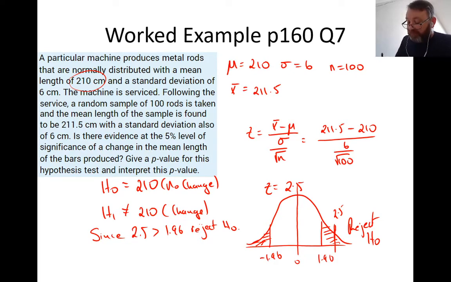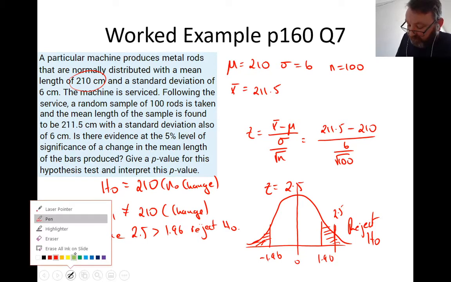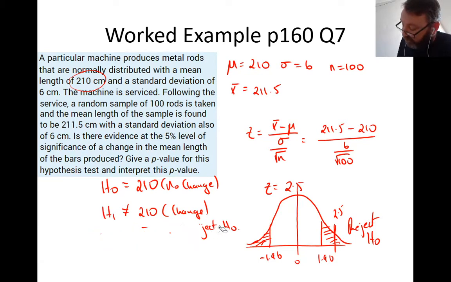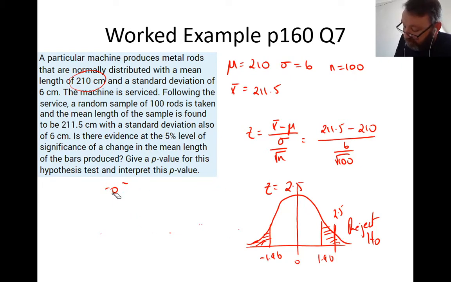Now, I have to remember the z-score is 2.5, okay? I'm going to have to make a bit of space here. So let me just take all this away so I can get a bit of space for the p-value. Okay. Now, give a p-value.